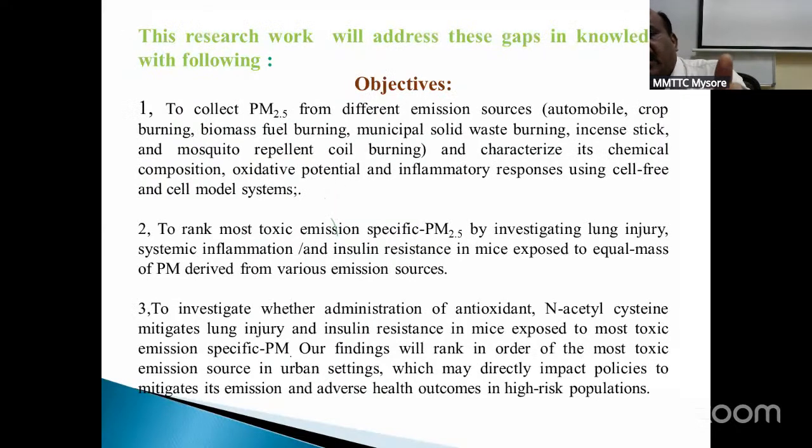These are the first project objectives. For characterization, exposing this to the animal model, what may be the impact? And we will study the pathological, biological and also biochemical aspects. Okay, first thing.